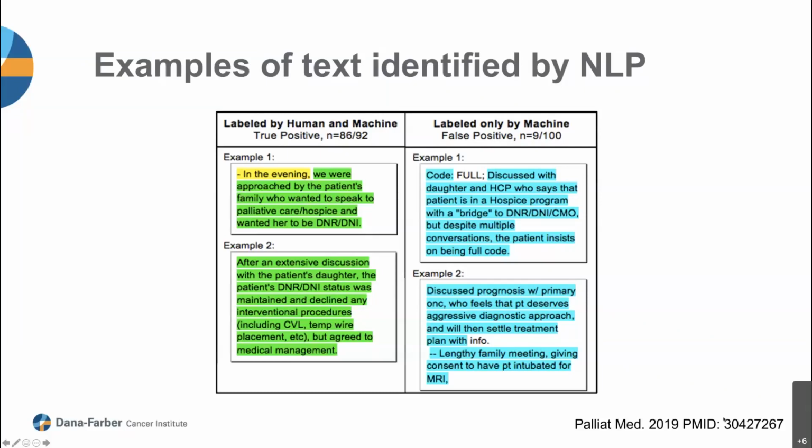What was so interesting to us is that the NLP model found documentation that even after we had 6 clinicians go through and generate the gold standard, was missed by the human coders. An example in blue was only found by the NLP model, so it created a false positive, but when we went back and reviewed all the false positives, most of them were actually true documentation. The first example, it was documented, discussed with daughter and healthcare proxy, who says that patient in the hospice program was bridged to DNR-DNI CMO, but despite multiple conversations, the patient insists on being full code. So that clearly qualifies towards the NQF 1626 measure.